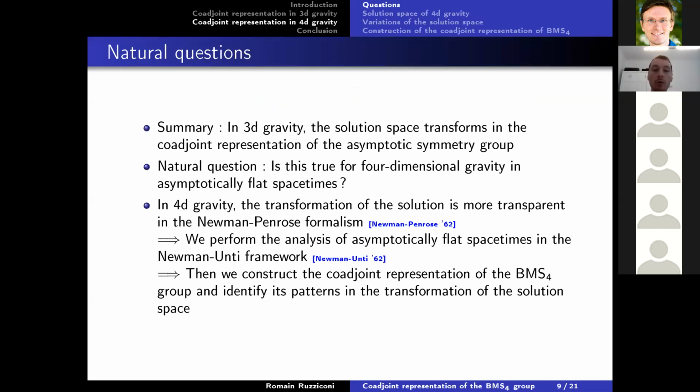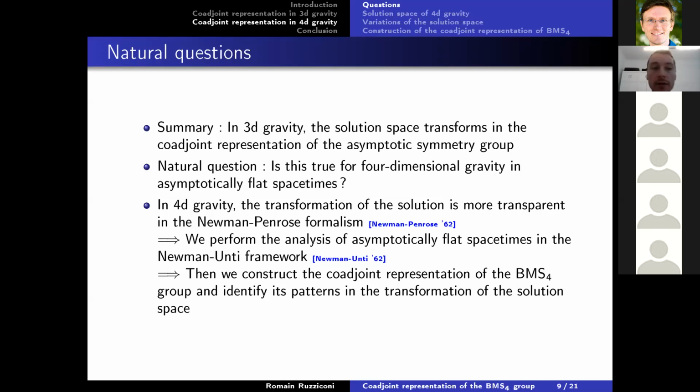So in summary, what we have seen is that in 3-dimensional gravity, the solution space of the theory transforms in the coadjoint representation of the algebra or the group, depending on if you are looking at the infinitesimal transformation or the finite transformation. So these were known results. So now the natural question that we can ask is, is it true for the case of 4-dimensional gravity in asymptotically flat spacetime? So does the solution space transform in the coadjoint representation?